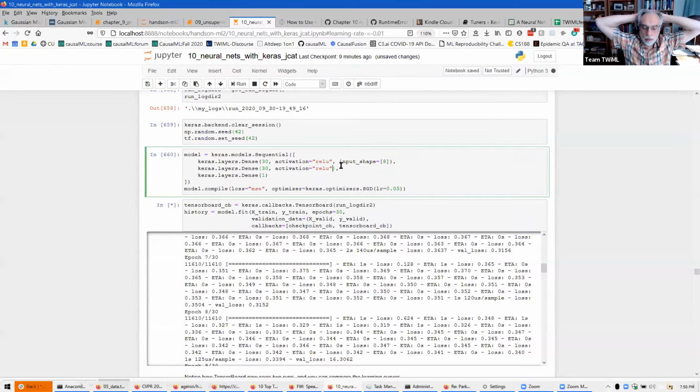Like, what is the default initialization? What is the default batch size? I can't remember those things right now. I think it's maybe 32 for the batch size. And I don't remember what the default initialization is. It's some kind of random initialization for sure, but I don't know if it's Glorot initialization or He initialization or what.